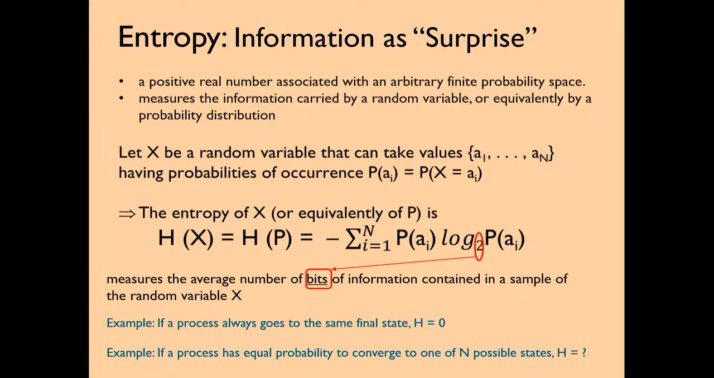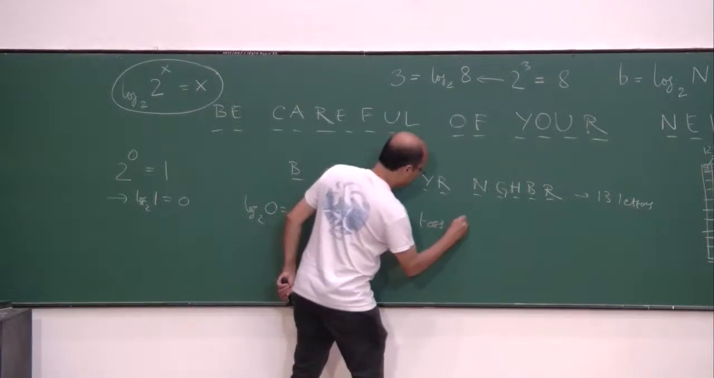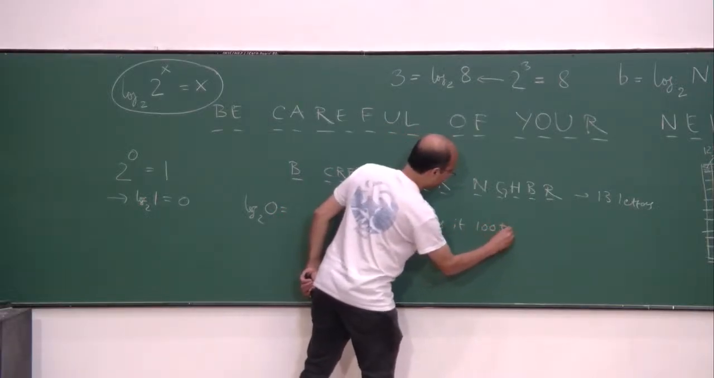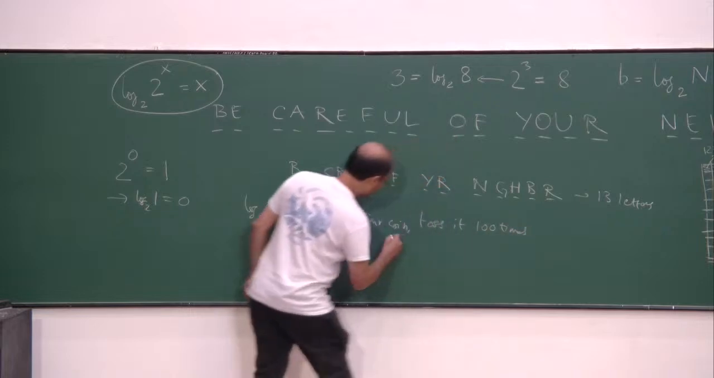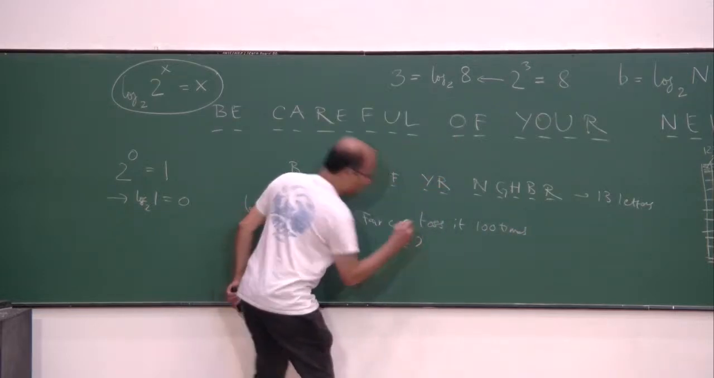Can you tell me what the entropy is going to be? If the question is not clear: a fair coin, tossed 100 times. What is the entropy?